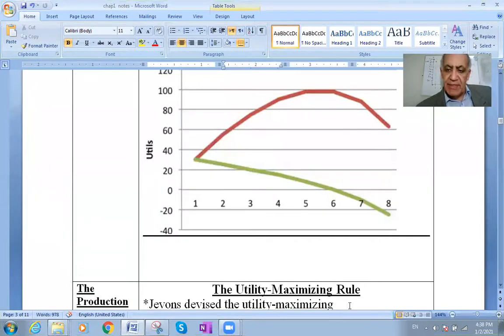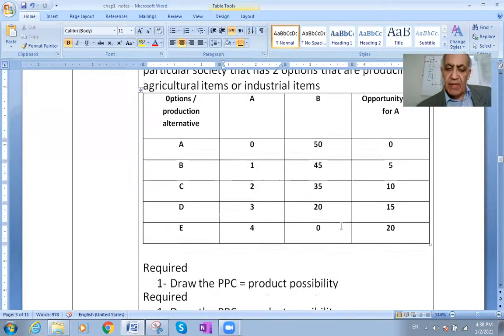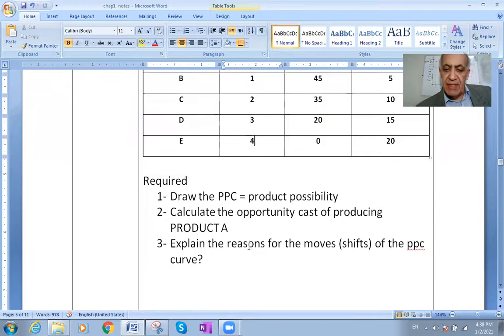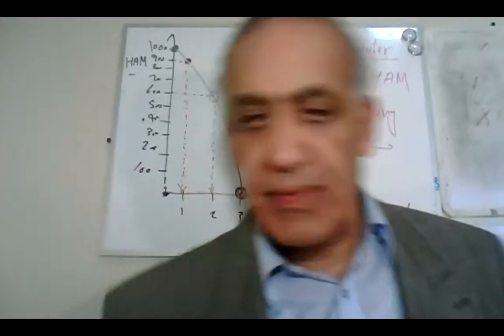So finally, before the end of this class or lecture, let me explain the reasons for the movement or the shift of the PPC curve. Why does the PPC curve move outward or inward? Let's see it on the board. I'll stop sharing and we'll go back to the board and see it. That will be fine.